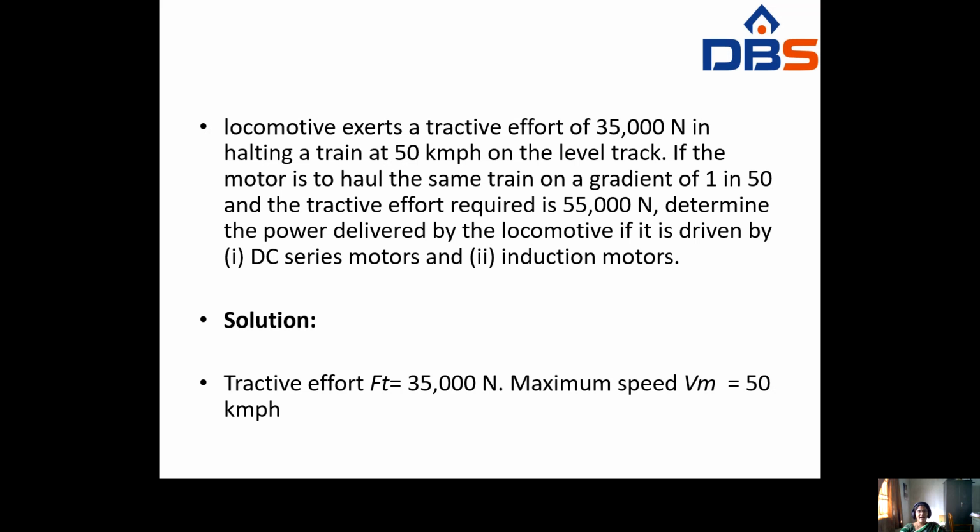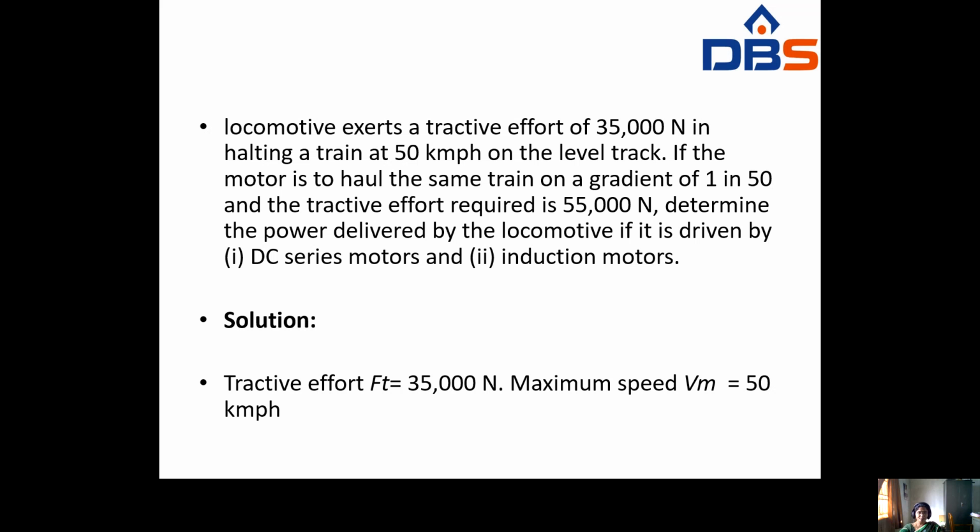Next we have to see another problem. Here, locomotive. Locomotive is nothing but a train. A locomotive exerts a tractive effort of 35,000 newtons in halting a train at 50 km per hour on the level track.